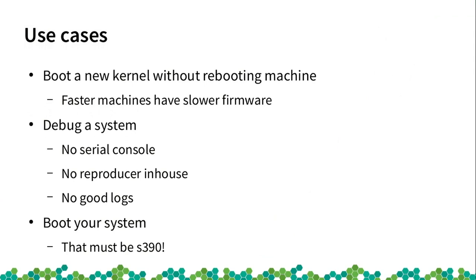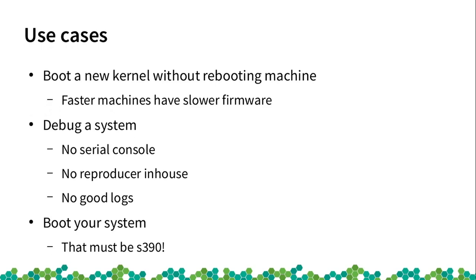Okay, the use cases. So the first use case is to boot a new kernel without rebooting a machine. I come from an embedded background, so for me that was a really strange use case, because in embedded you just boot up all the time when you, for example, develop. But when you have bigger systems, like big servers, it can take quite a while for the firmware to enumerate all the devices. Then it might make sense to just reboot the kernel without rebooting the whole firmware. Or you have pre-production firmware which is not stable enough, and you don't want to risk rebooting the whole machine and then having a broken firmware.